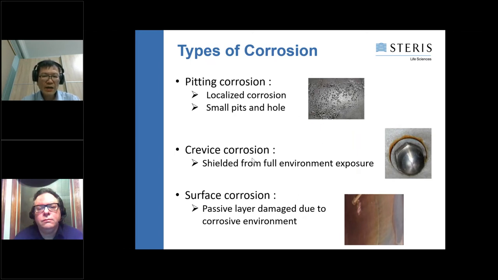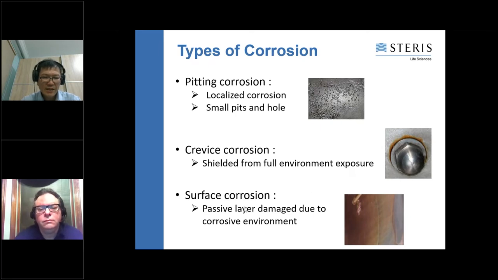Of course, you can have crevice corrosion as well. If you have a bolt and a nut, sometimes the layers between the bolt and the nut on the surface are shielded from the environment, the oxygen, and also residue contaminants can be trapped in between the layers. So over time, this layer not exposed to the environment or the oxygen cannot regenerate the passive layer. And also because of the residues, all this can cause corrosion in between the layers.